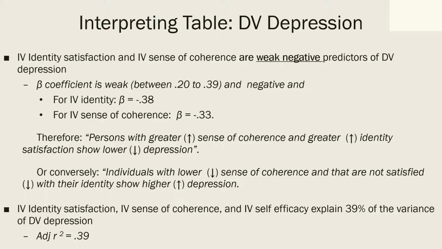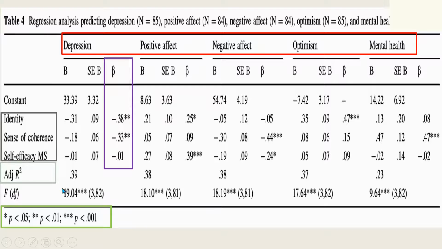All right, so another thing that we want to do with our table is also address the variance. So let's go back once more. Under the independent variables, you'll see this light box, the adjusted R-squared coefficient. You also want to bring this out, and you can see that with depression, the variance explained is 39%. And then it's the same format with positive affect, negative affect, optimism, and mental health. So you want to look at these adjusted R-squared numbers as well.